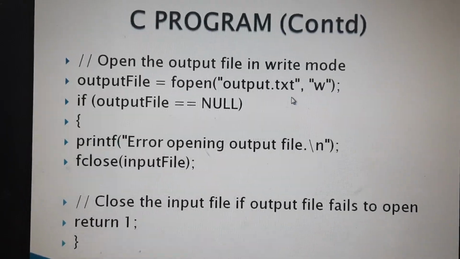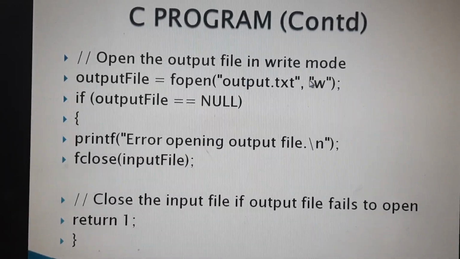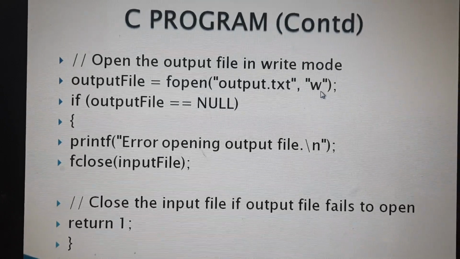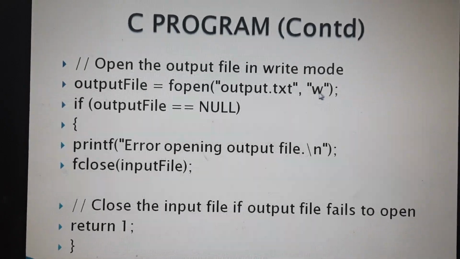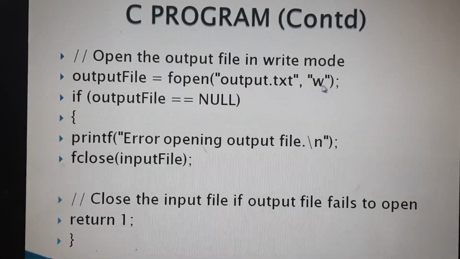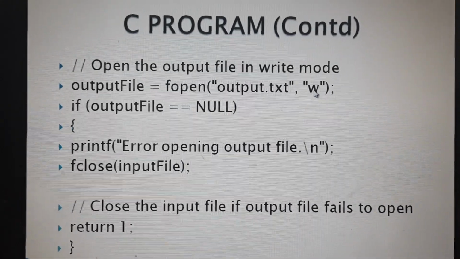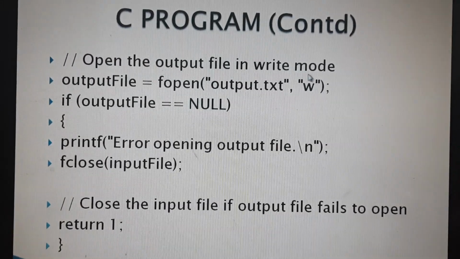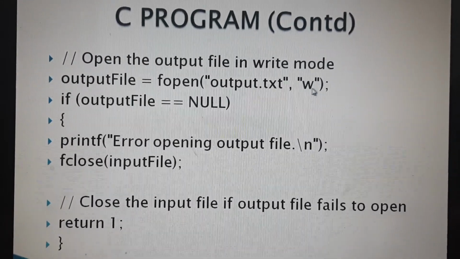So the file that has to be opened has been mentioned here, and in which way I am going to access this file has to be mentioned next. I am going to write the content into this file, so I have specified W here, write mode, right?